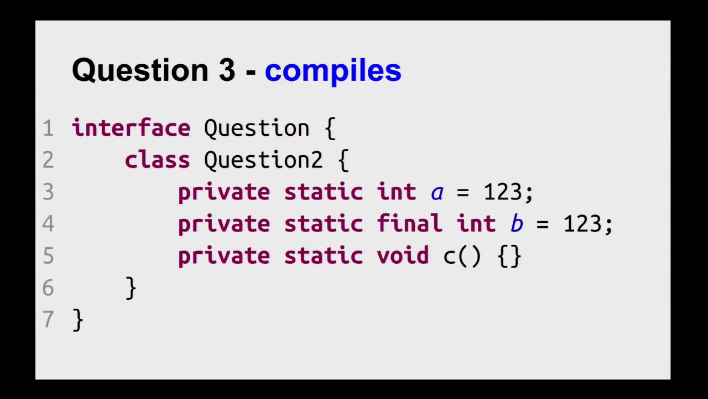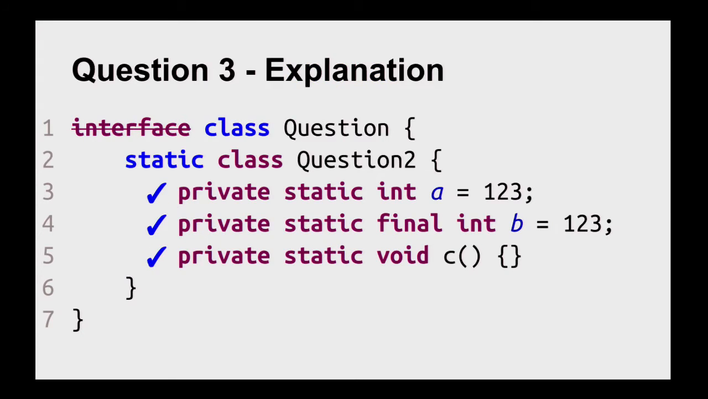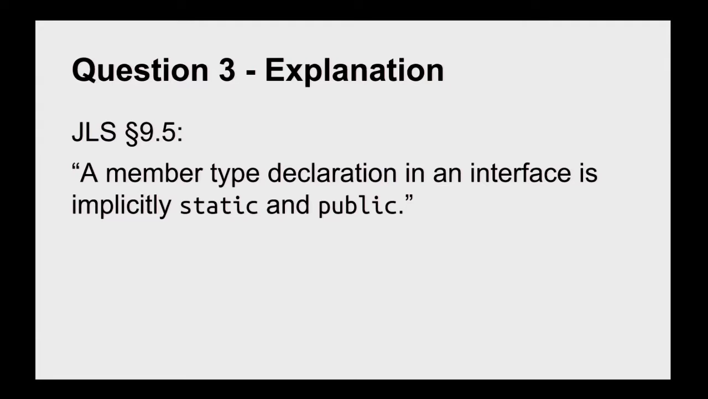But back to the problem of we have an interface, the reason why this does compile is because just about everything inside of an interface is implicitly static and public. So including the member type, the inner class, is implicitly static, so it's fine.